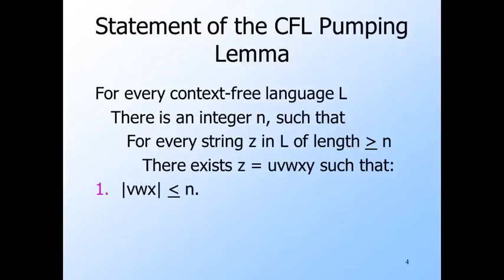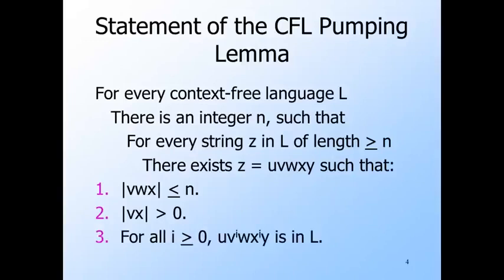The first constraint is that the middle three components, v, w, and x, are short, no longer than n put together. Remember that v and x will get pumped, so that says not only are they short, but they appear within a bounded distance from each other within z. The second condition that the adversary has to respect is that v and x cannot both be empty, although one can. And if all the above is satisfied and L really is context-free, then for all integers i greater than or equal to zero, u v^i w x^i y is also in L.